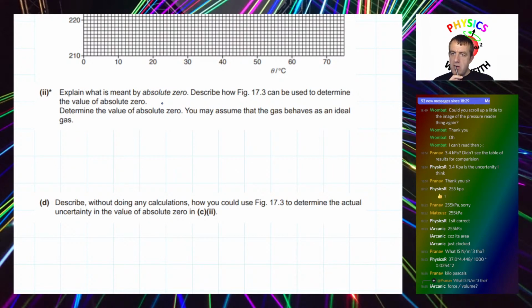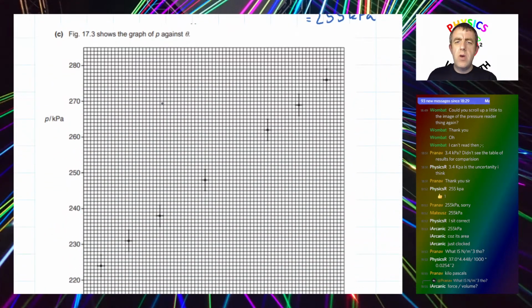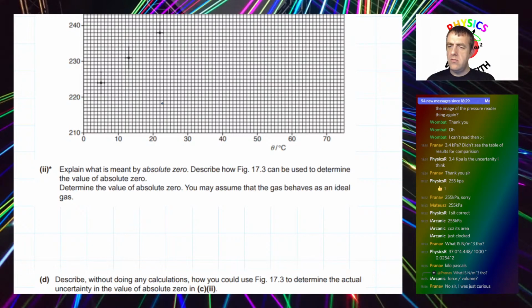What's force divided by volume? Did I write that, Pranav? I hope not. No, I didn't. I don't know. I don't even know if that's a quantity. Don't even know if that's measurable. I'm not sure that's measurable, Pranav. Interesting question. Yeah, no. Anyway, so I'm going to try and get through this bit.